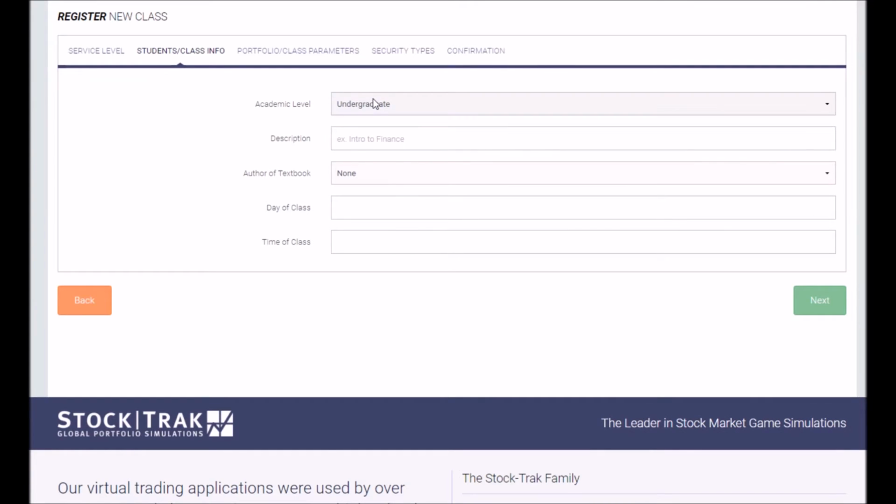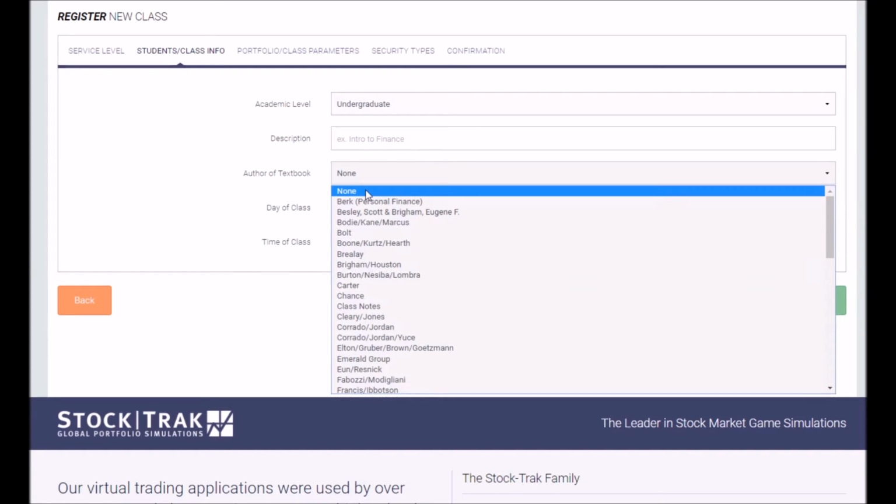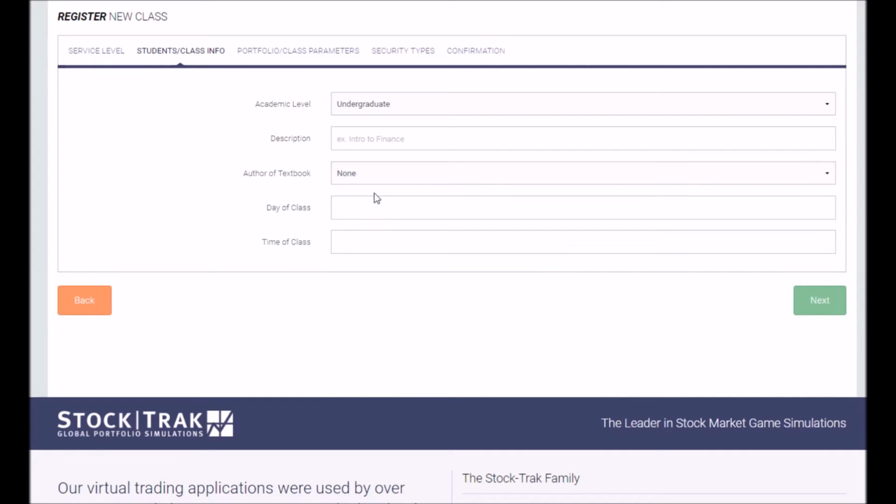Next, choose your academic level, a description for your class so your students can tell one class from another, and the textbook you are using for this class. The textbook is important because many publishers include coupons for StockTrak in the textbook. If your students have one of these coupons, make sure you choose the correct book so your students can enter it and get credit. The day and time of class is for reference. Your students can see this when registering to make sure they're registering into the correct section of your class in case you have more than one.